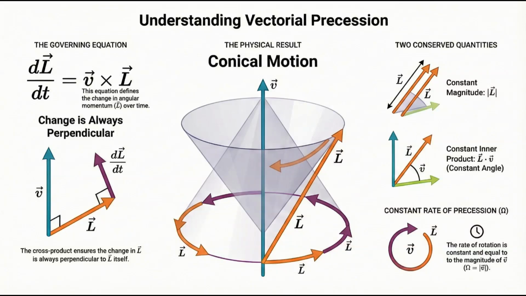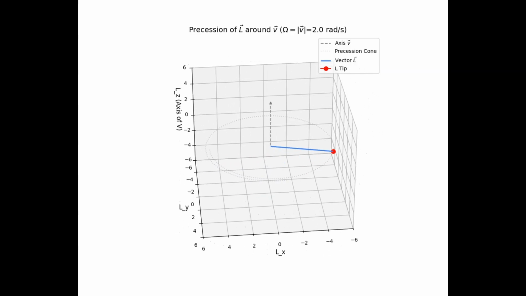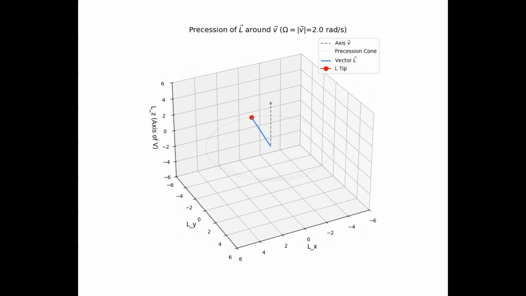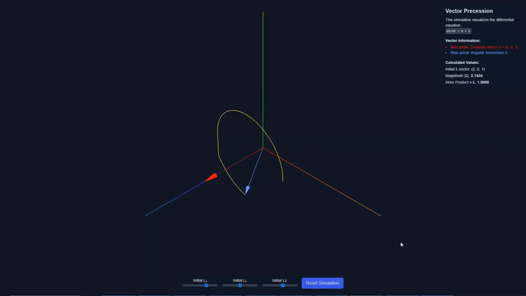This is the brief on the fundamental physics of vectorial precession. Okay, so we're going to dive into one really important differential equation: dL/dt = v × L. Now, this equation is basically the mathematical bedrock for describing how a system's spin, that's L, changes over time.